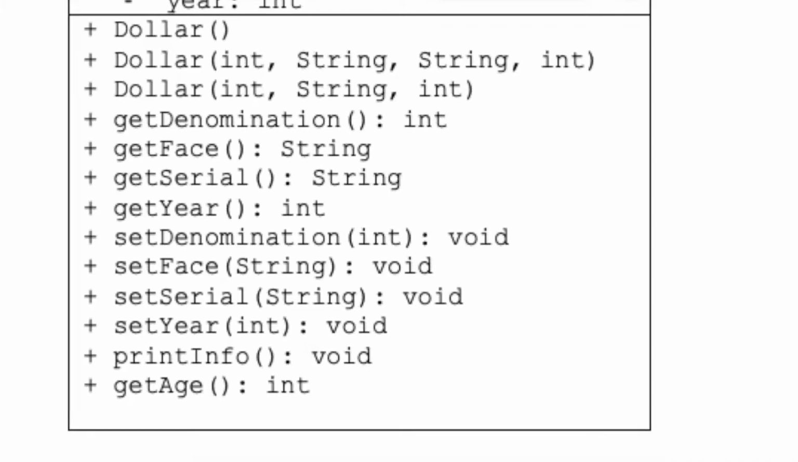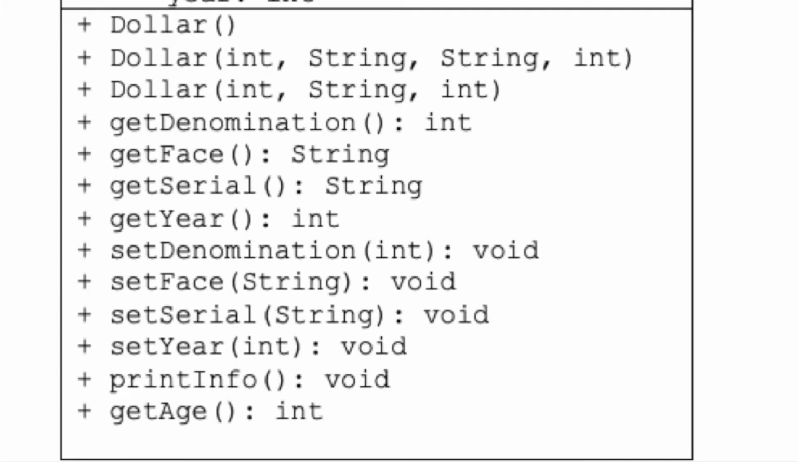And then we have the accessors, the ones that say get. Every method that starts with get is an accessor, or getter. Notice that they don't take any parameters, but instead they return a specific data type, int, string, string, and int, based on the accessor that you're creating.